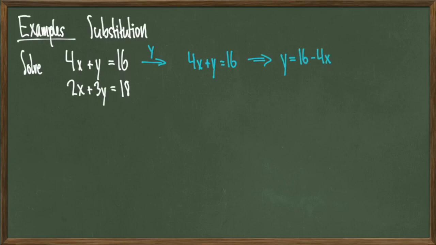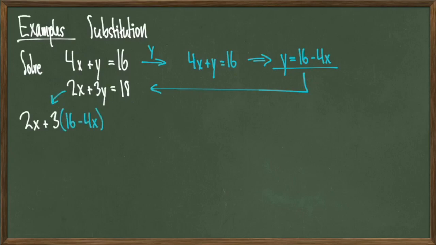When I do this, I get that y equals 16 minus 4x. This alone doesn't tell me much, except that I can write y in terms of x. What I'm going to do with this is take this information and plug it into the second equation. So I'm going to substitute y in this second equation for 16 minus 4x. When I do so, I get 2x plus 3 times (16 minus 4x).